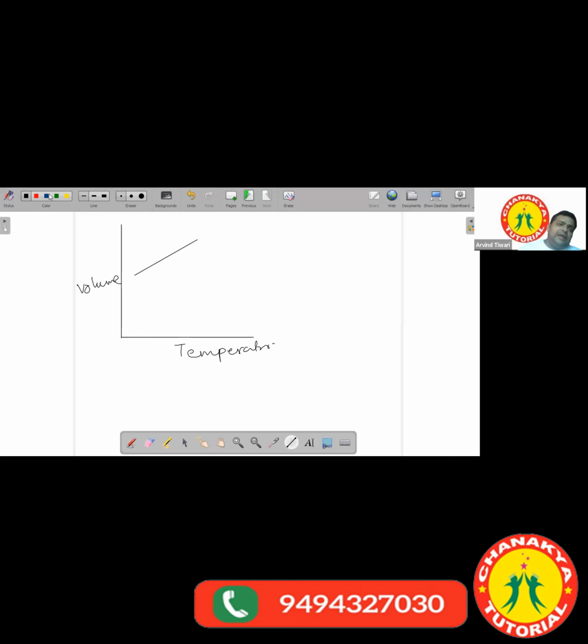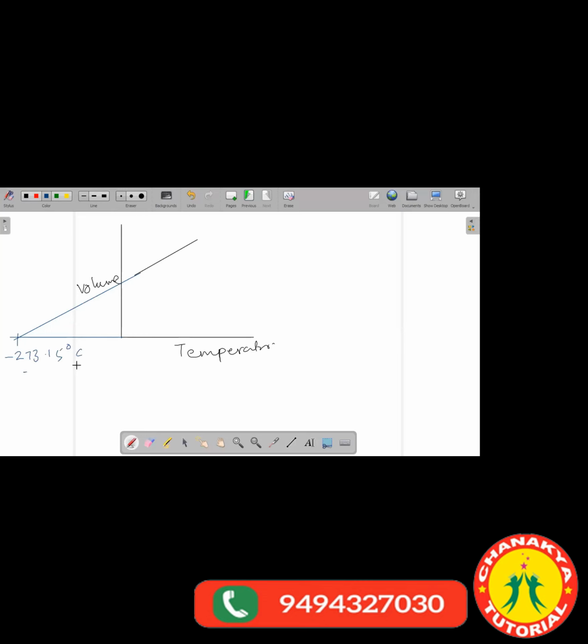So he thought, if I extend this graph backwards, beyond like this, it would meet the temperature axis at minus 273.15 degrees centigrade. So this is the temperature at which the graph of volume and temperature will coincide. That means at this temperature, we will observe that the volume of a gas is zero.